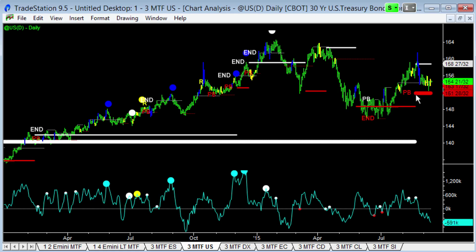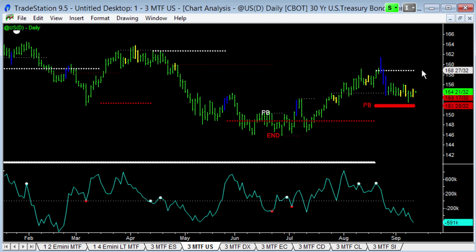Is this the final push up into a pullback to end of trend on the highest time frame? Here, we've had it on the intermediate time frame, pullback to end of trend. Here on this intermediate time frame, and now we're playing out the highest time frame, pullback to end of trend. And how this plays out in terms of weakness and so on is absolutely key.